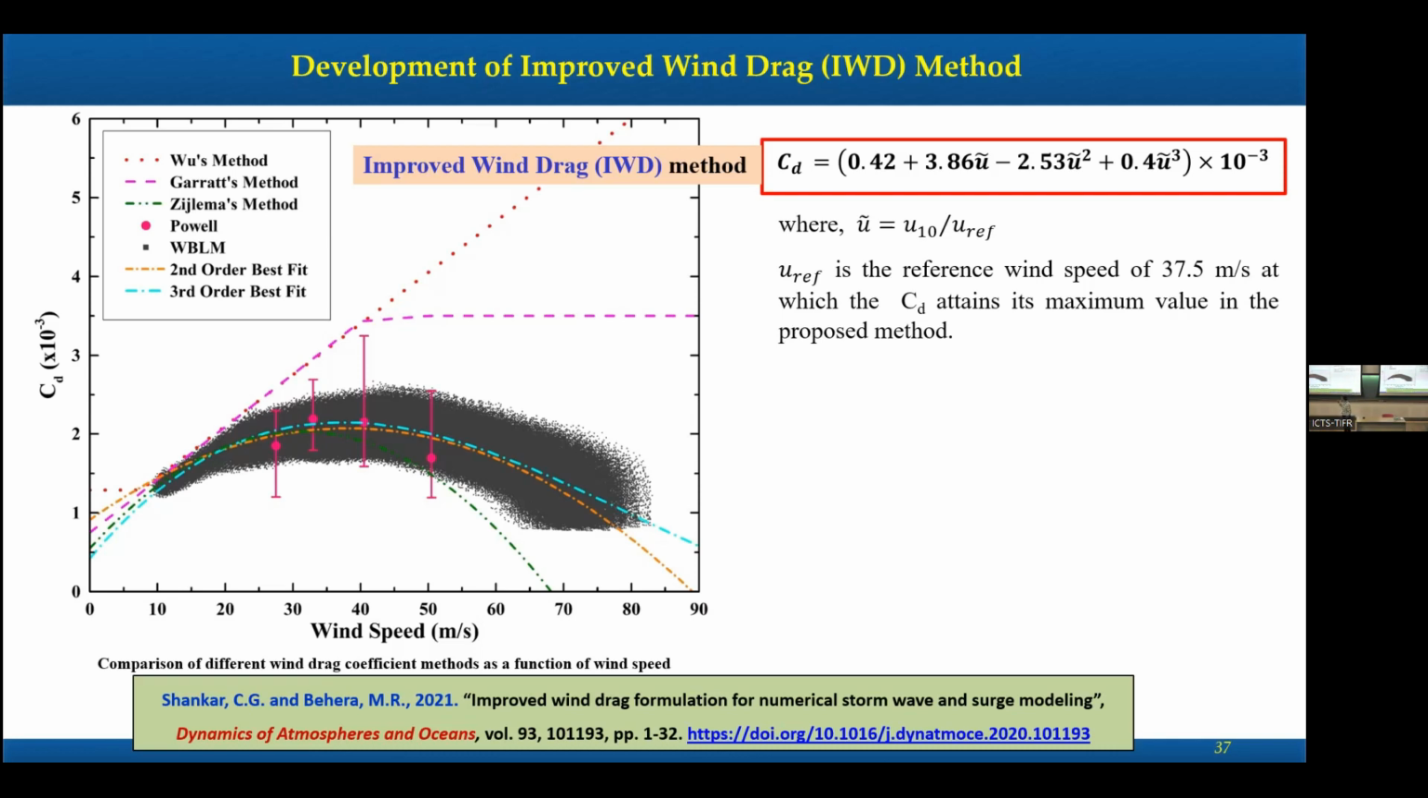And this is Garrett's method, which is currently being used by INCOIS, the Indian National Centre for Ocean Information Services, to predict the storm surge and give us the forecast.